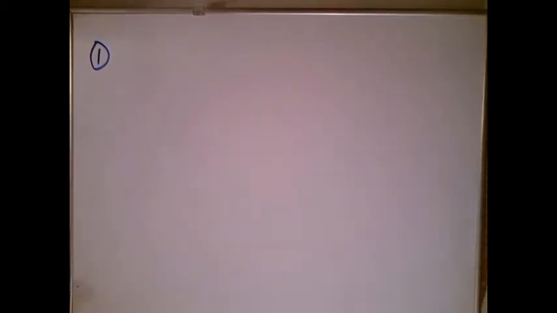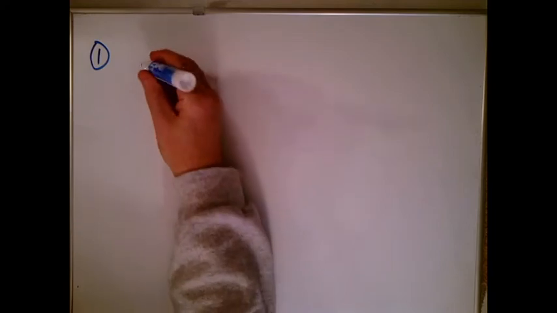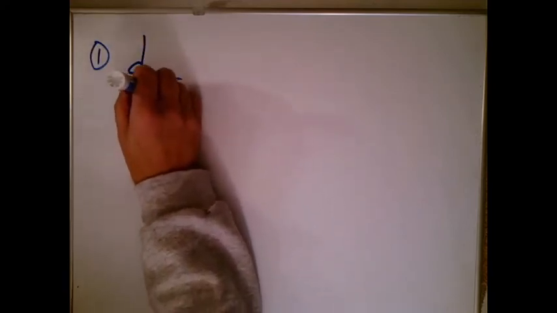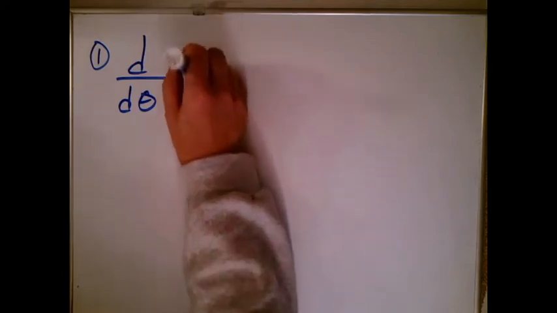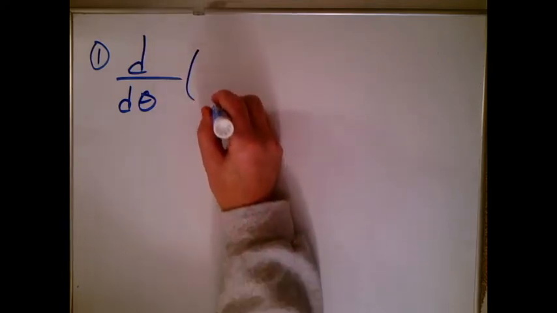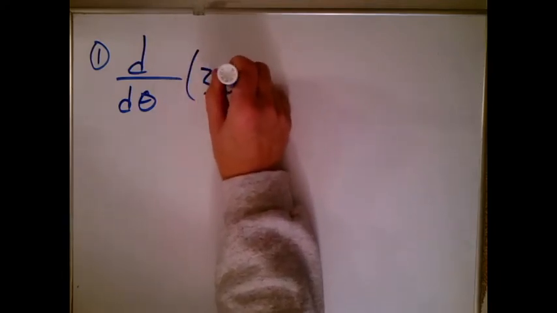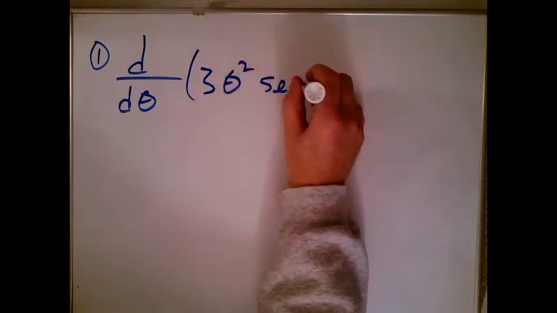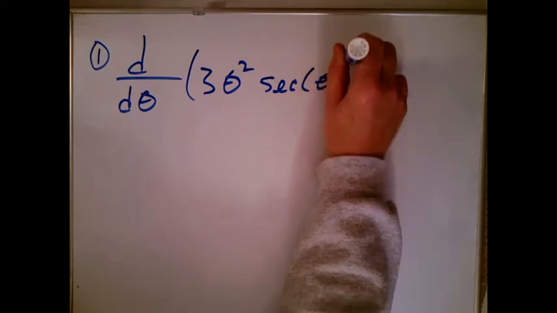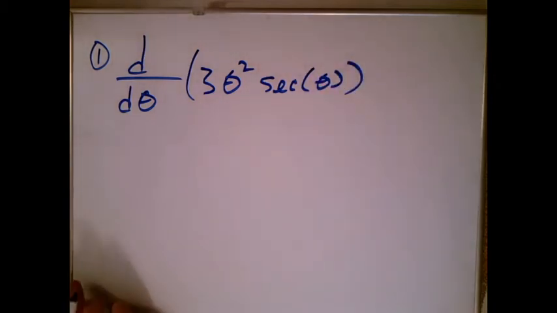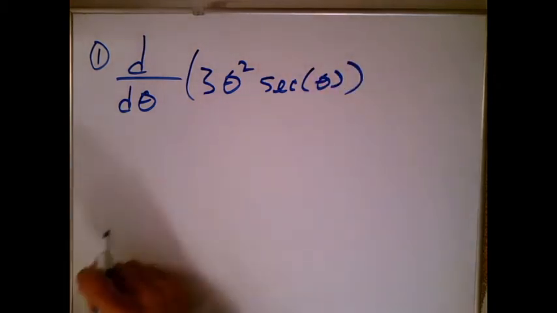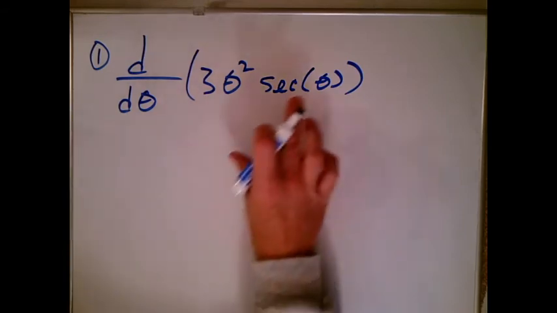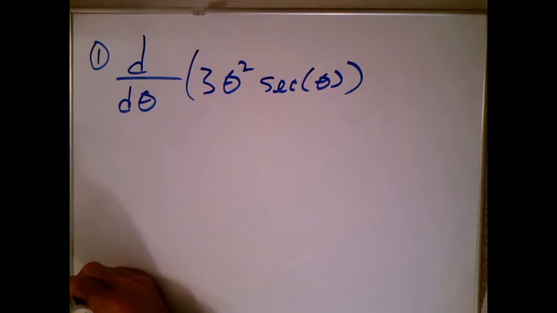How about something that involves a trig function? How about the derivative, with respect to theta, of 3 theta squared times the secant of theta? One thing I've said today is that as long as the variable is being raised to a nice power, we can use the power rule. We know the derivative of secant theta is secant theta tangent theta.